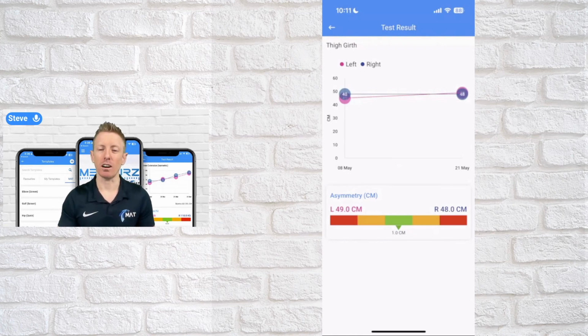So you can see that graph pretty nicely there. And then you can obviously see the asymmetry between sides. So we know we want to be less than 2 centimetres difference between sides. So that keeps us in the green zone, reference zone there.